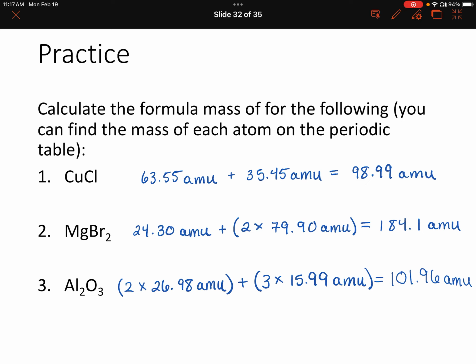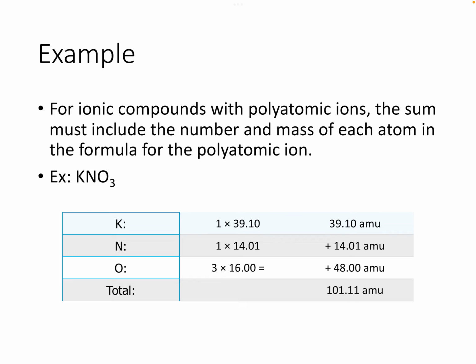Now, what if we have an ionic compound that contains a polyatomic ion? So we do need to include the number and mass of each atom again. And this is why it's also important to know the formulas for the polyatomic ions, because that makes sure we get an accurate mass, right? So let's look at an example.